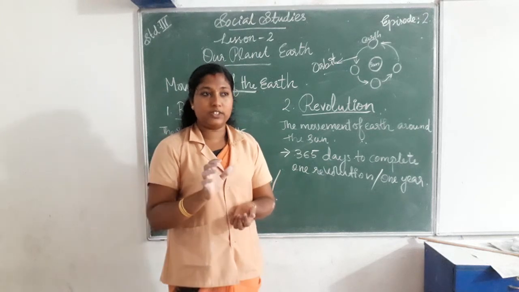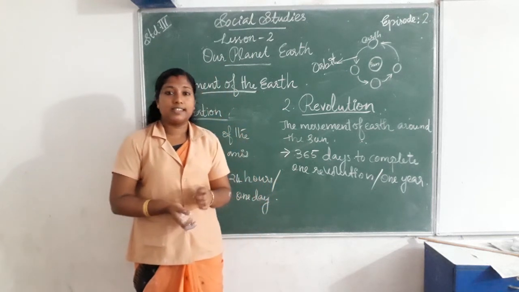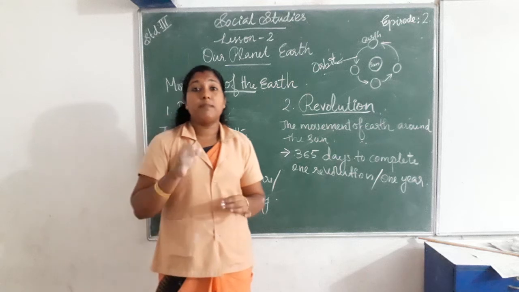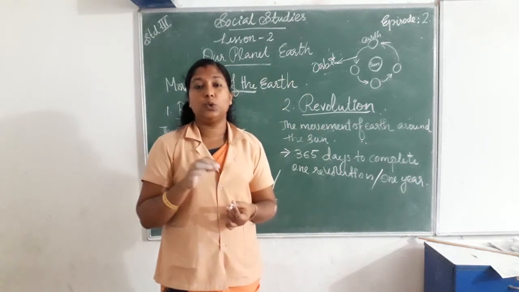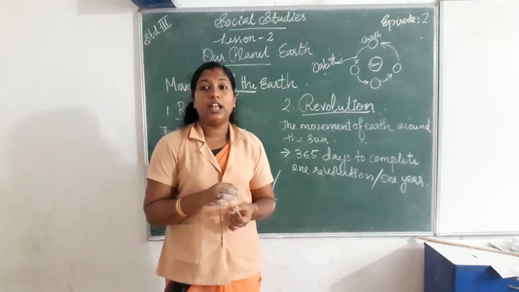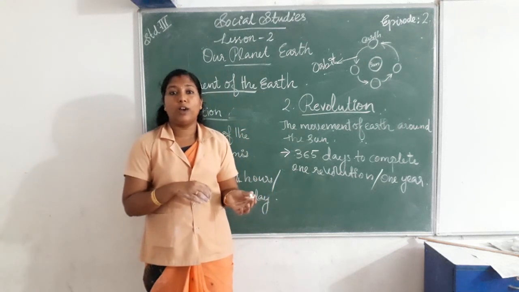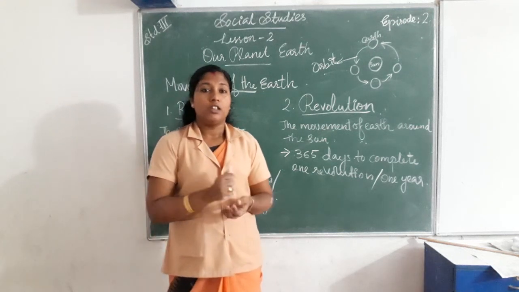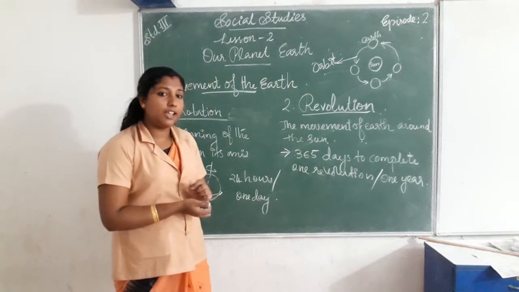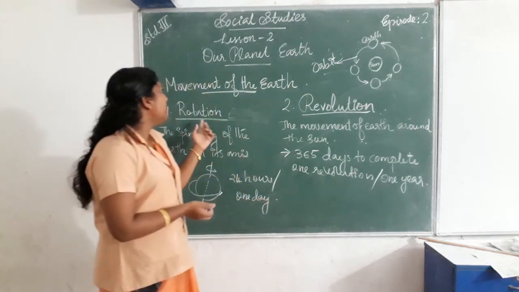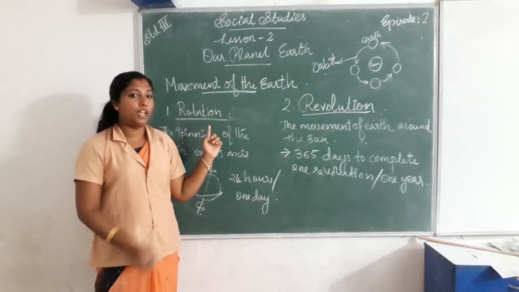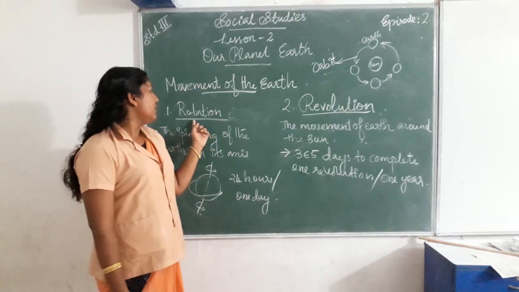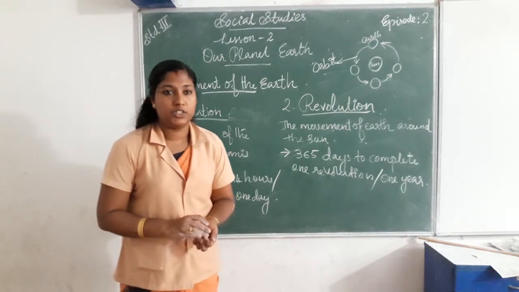That is the polar region. Then Earth's axis. What is Earth's axis? The imaginary line passing through the Earth, joining the North Pole and the South Pole, is called Earth's axis. Then we learned the movement of Earth. There are two types of movements: rotation and revolution.